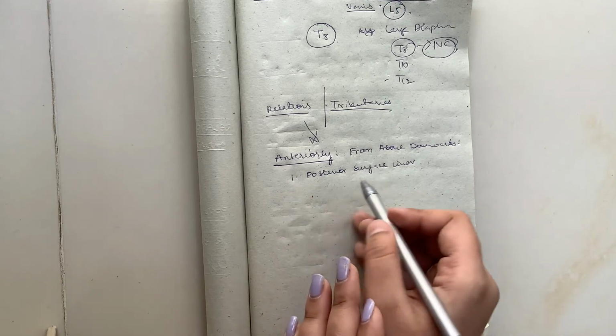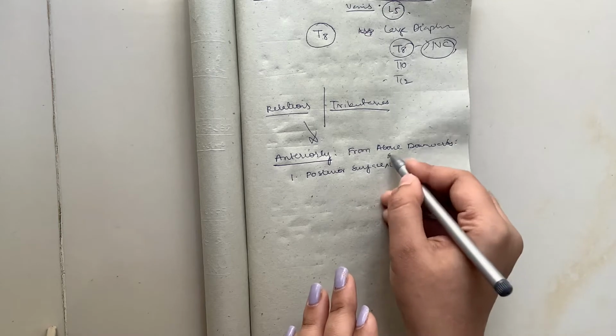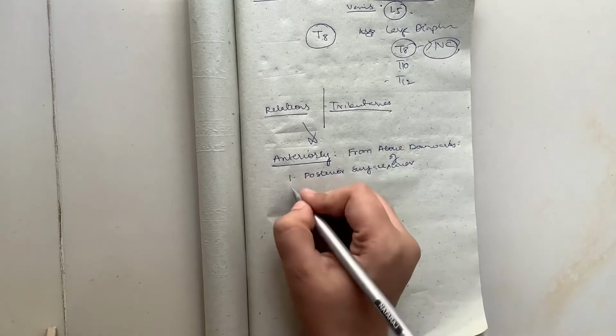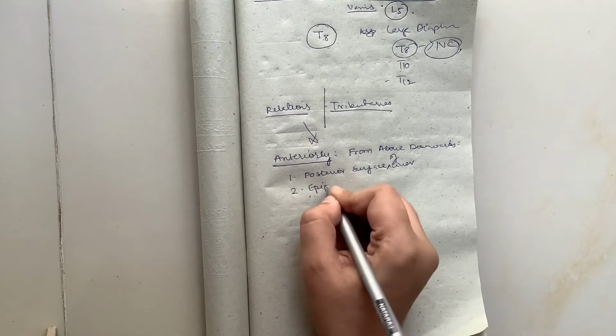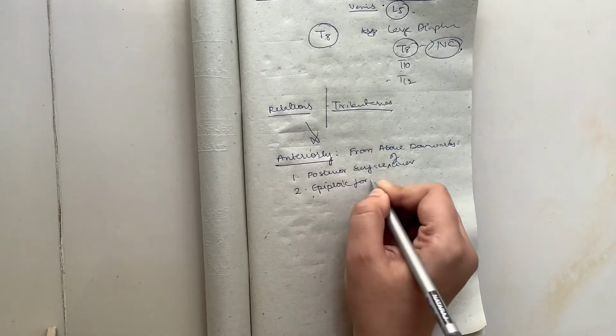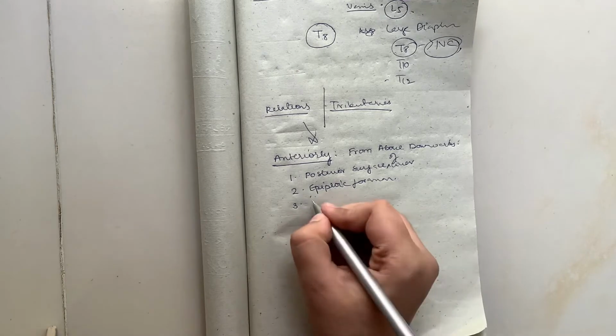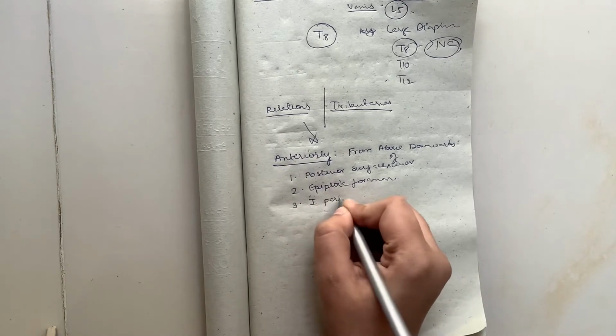So at the top we have the posterior surface of the liver. From above downwards, we will see what comes next. Then we have the epiploic foramen. The epiploic foramen is the foramen where the lesser and greater sacs communicate, and it is near the free margin of the lesser omentum. Next, after the epiploic foramen, we have the first part of the duodenum.